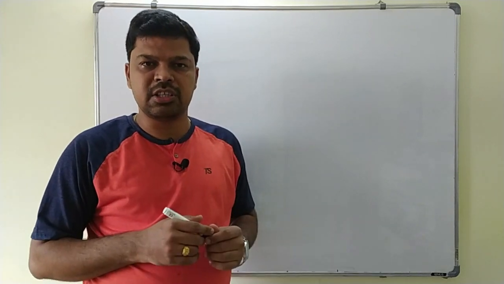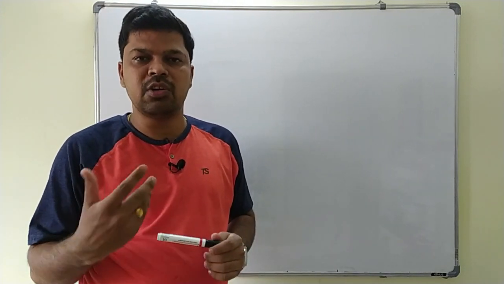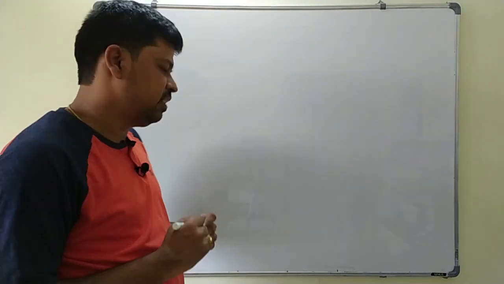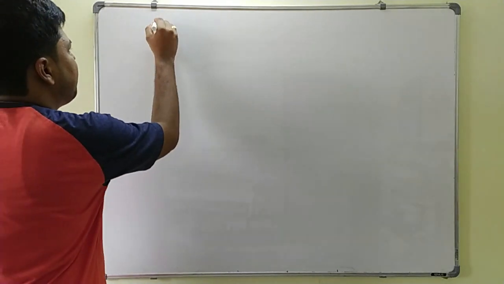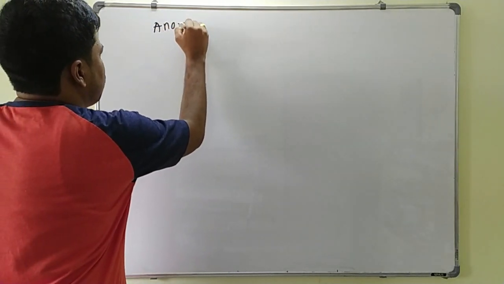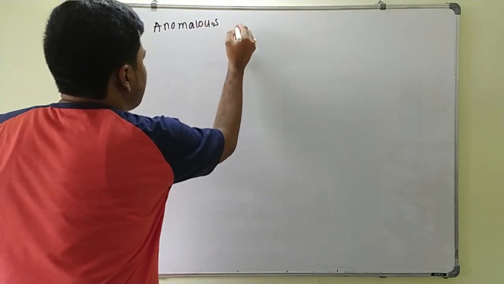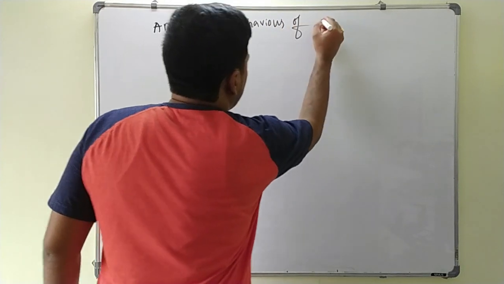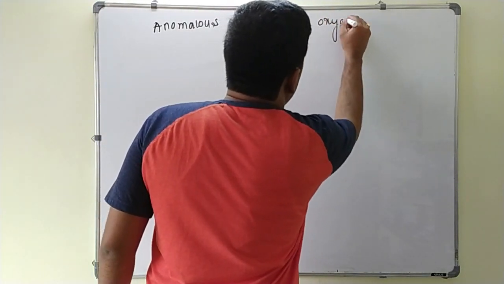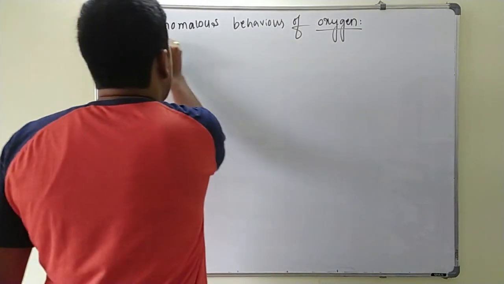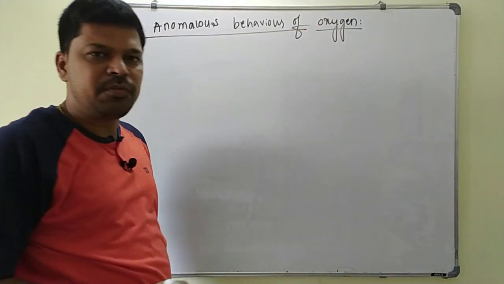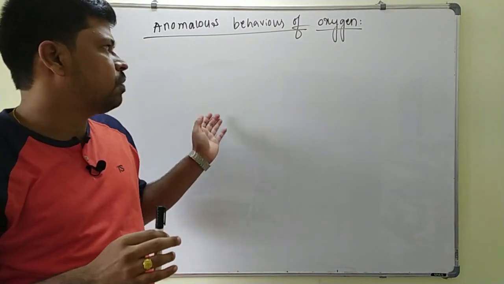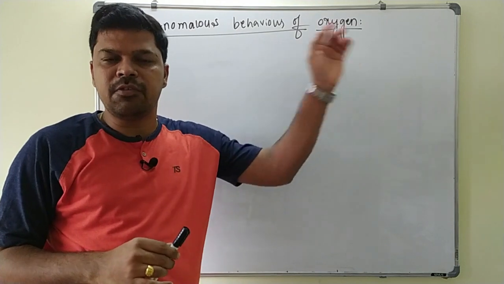In the last session we have discussed up to reactivity towards hydrogen, oxygen and halogens. Now we will discuss anomalous behavior of oxygen. So already you know what is anomalous behavior. In case of group 15 we have discussed anomalous behavior of nitrogen. The same thing for group 16 we are discussing anomalous behavior of oxygen.